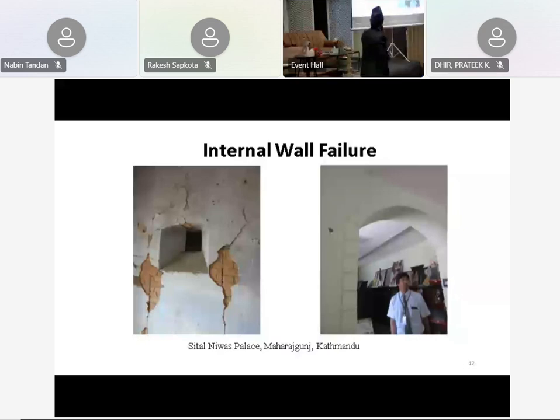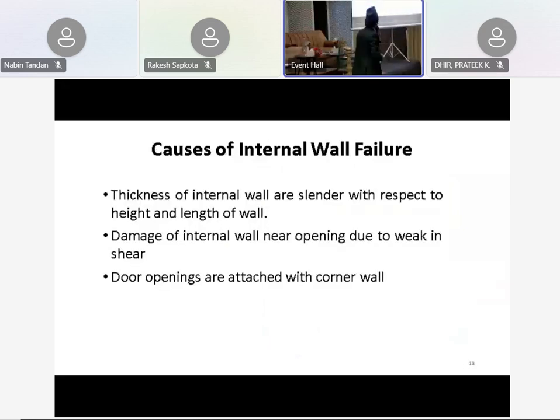Next. The basic cause of internal wall failure is that the thickness of the internal wall with respect to its length and breadth is much more slender, which means it cannot resist the lateral force enough. Another thing is the openings. In most of the internal walls there are big openings, and due to these big openings, the internal walls fail.